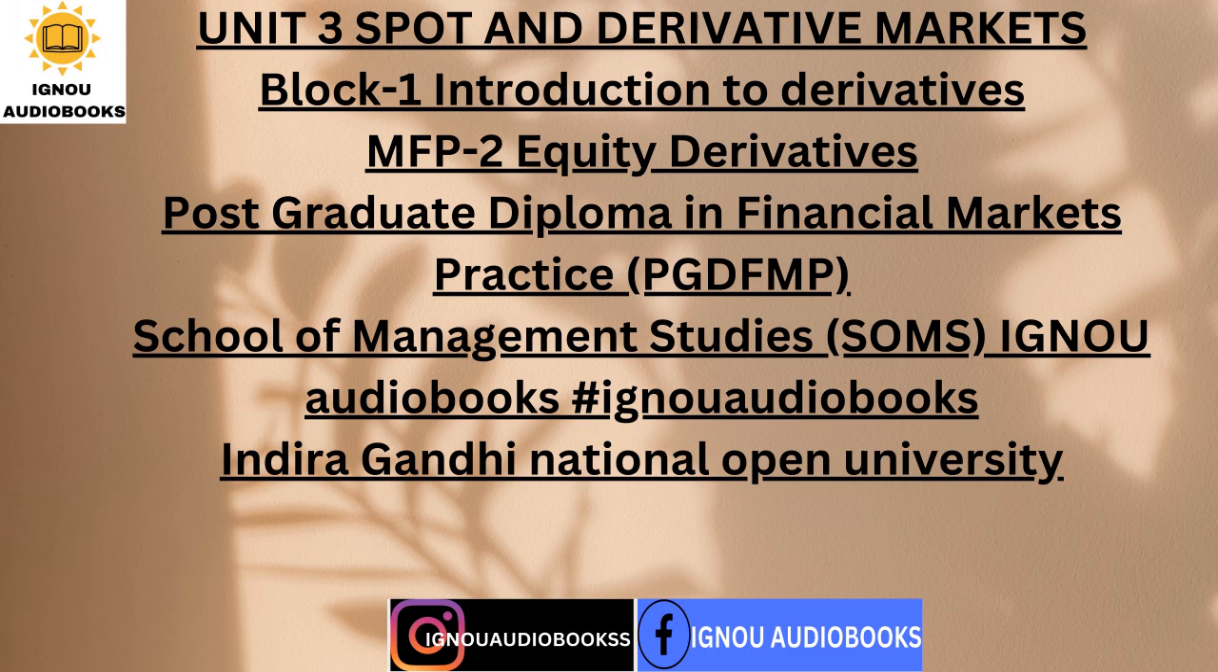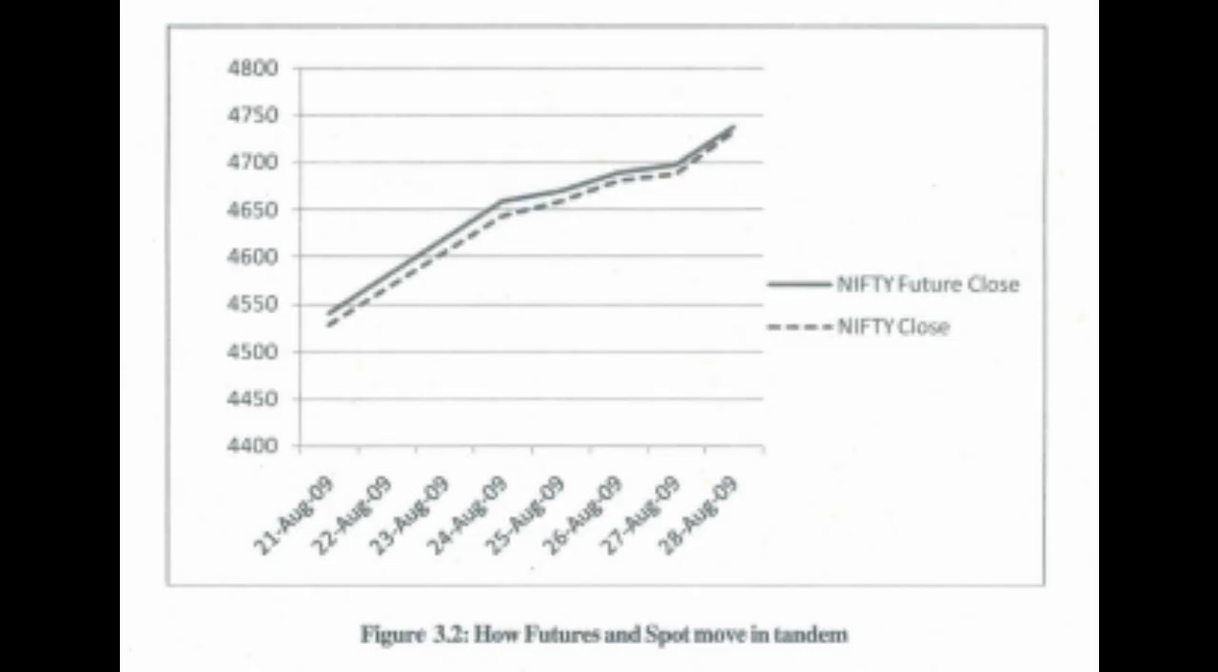If the cost of carry is positive, traders can sell futures and buy the underlying in the cash market to affect arbitrage. If the cost of carry is negative, traders can buy futures and sell the underlying to make riskless profit. This concept is discussed later in detail, and the purpose here is only to define the cost of carry. Figure 3.2: How futures and spot move in tandem.